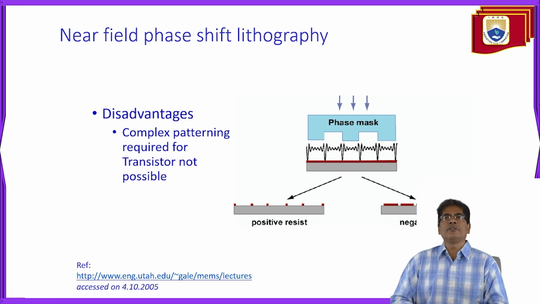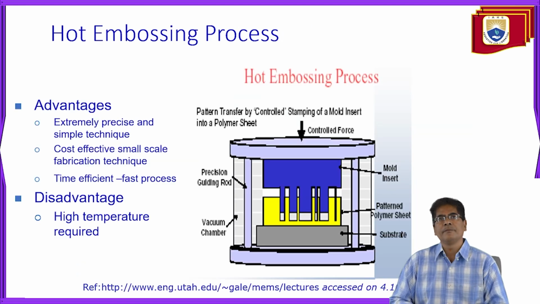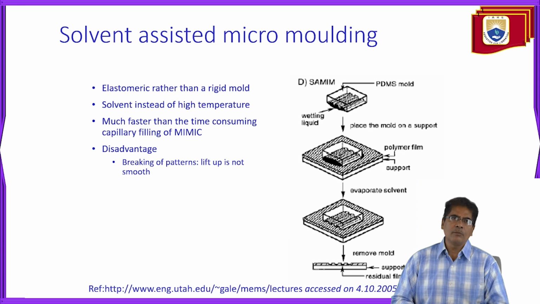And near field phase shift lithography, we have the disadvantage that complex patterning required for transistors is not possible. And hot embossing process, we have the advantages: extremely precise and simple technique, cost effective, small scale fabrication technique, time efficient, fast process. The disadvantage is high temperature is required. So solvent assisted micromolding, we have the elastomer rather than a rigid mold, solvent instead of high temperature, much faster than MIMIC, and avoids the time consuming capillary filling of MIMIC.